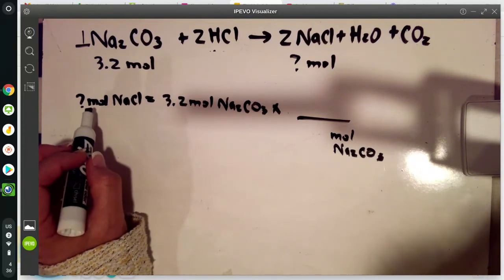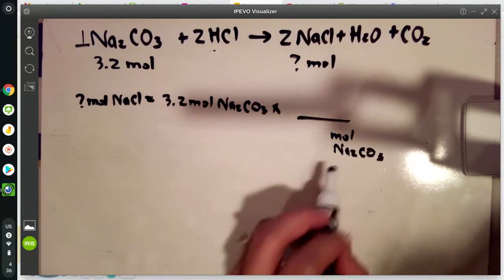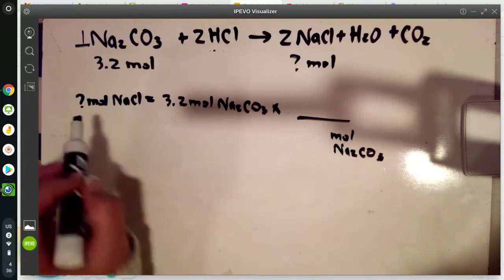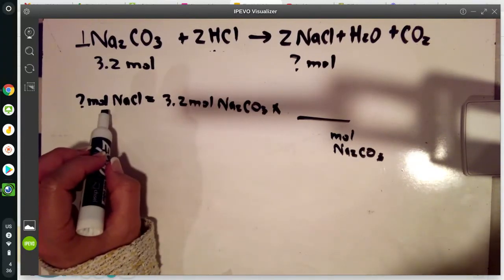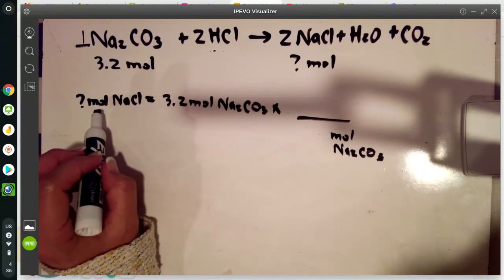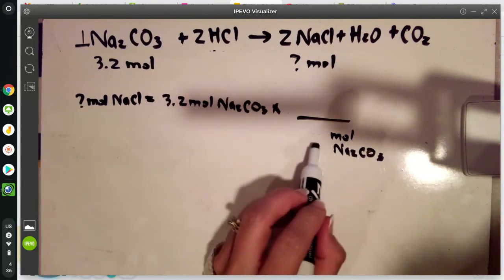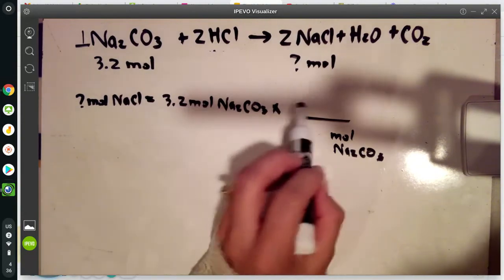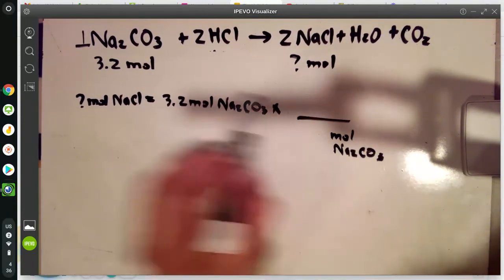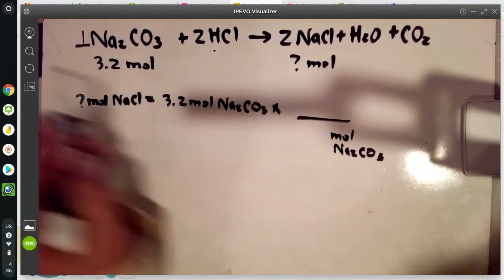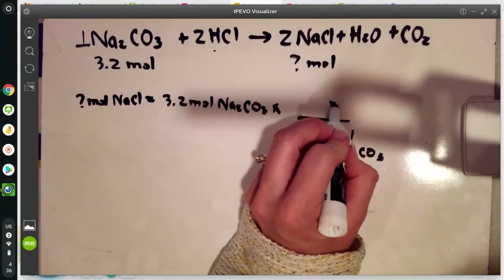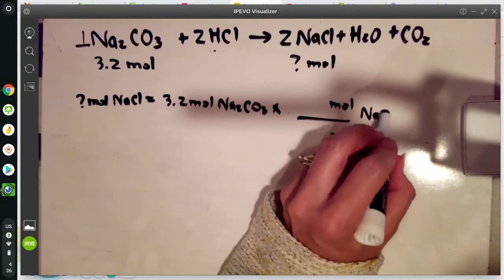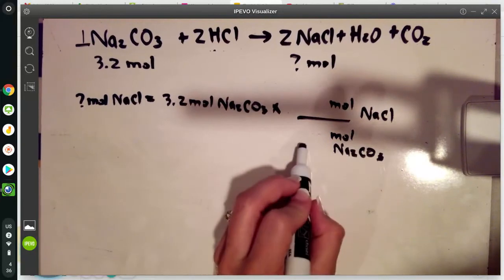So I'm allowed to do this if I know a relationship between mole of sodium carbonate and mole of sodium chloride. If I understand that mole is the code word for coefficient, I always know the coefficient that goes in front of sodium carbonate and the coefficient that goes in front of sodium chloride. Why? Because I wrote a balanced equation. So I can totally do this. Mole of NaCl.